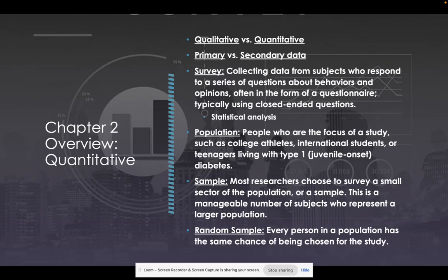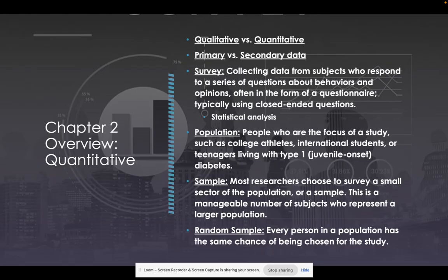You ask the federal government, hey, I need access to this data set, maybe the census data or something like that. The Uniform Crime Report from the FBI is another good source of secondary data. You download that data and then you run statistical analysis to draw your own conclusions.